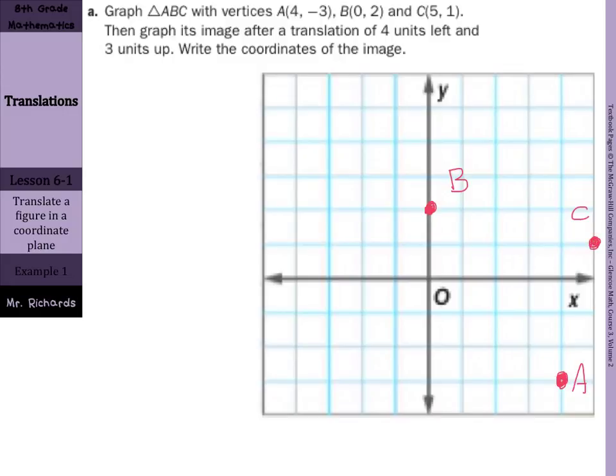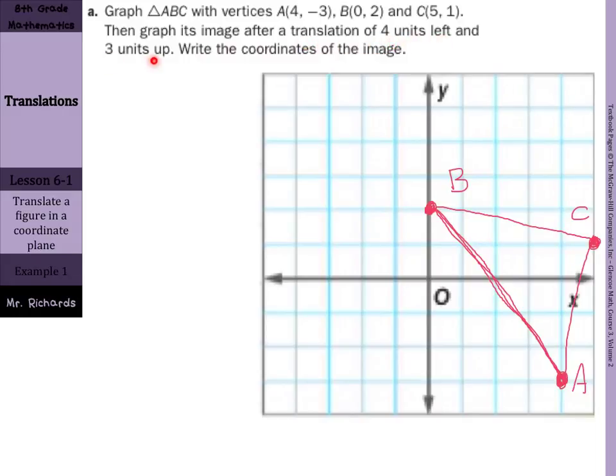And so that is our original triangle. You can actually connect these lines, or connect the dots here to get the triangle. Drawing as straight of lines as we can here. A little curvy on that one, but overall not too bad. We can see the triangle. Now it says, then graph its image after translations of 4 left, 3 up.